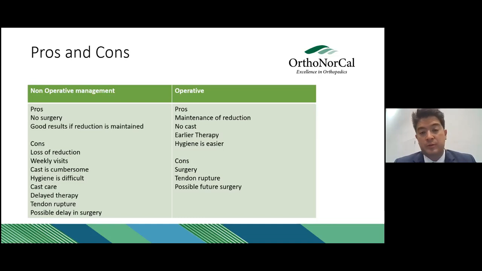Operative management with surgery, like the example I gave you with plate and screws, it's a better maintenance of reduction. There's no cast. I put you in a post-operative splint right after. So it's a softer splint, not as heavy, easier for your self-care, and hygiene is easier. But there are cons. There's risk of surgery. There's a different type of tendon that could be ruptured. And there's possible future surgery, meaning the plate needs to be removed later on if it's bothersome to my patient, or if there is a tendon rupture that would have to be fixed as well.